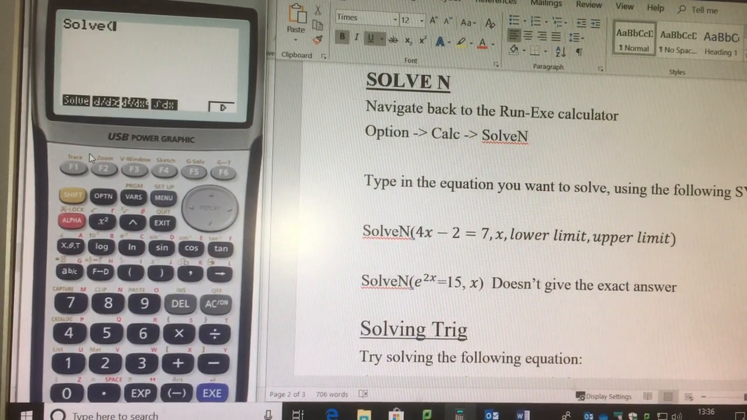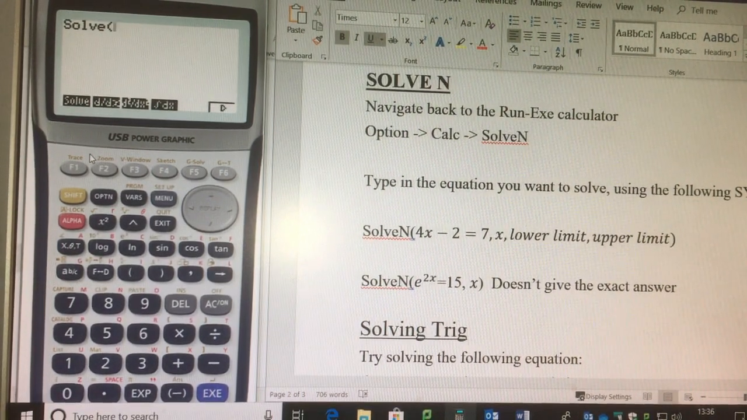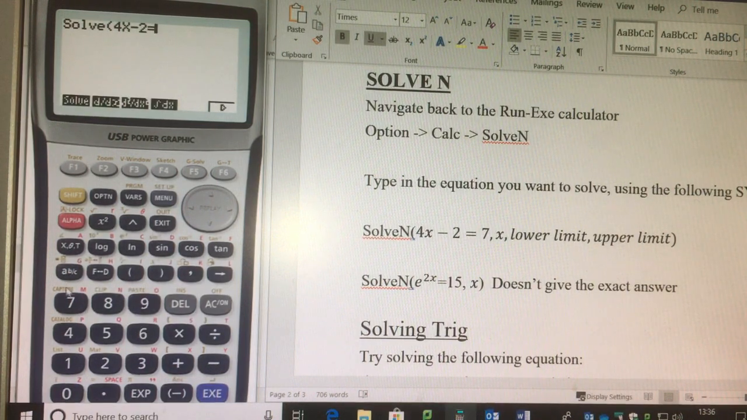And in this bracket, there's loads of different stuff that we can solve with the calculator. So we're going to start with solving a nice basic equation. The example I've got on the worksheet is 4x take 2 equals 7. So if you type that in: 4x, take 2, shift to get equals, and then 7.